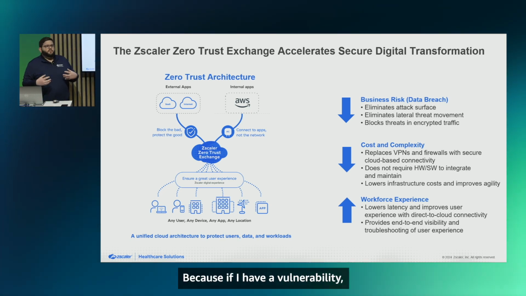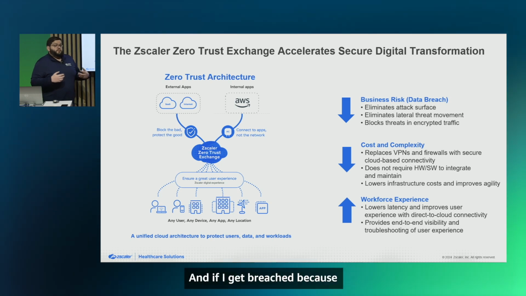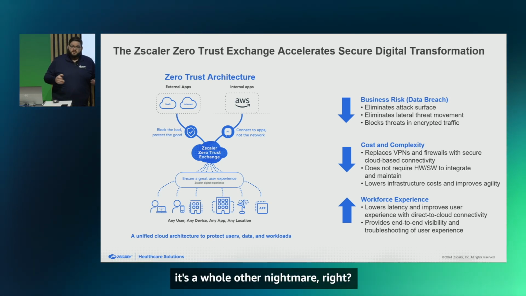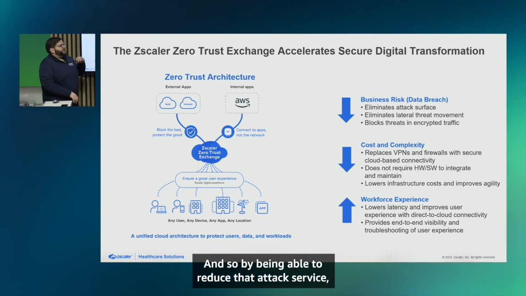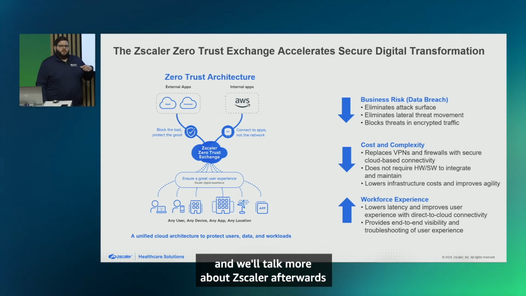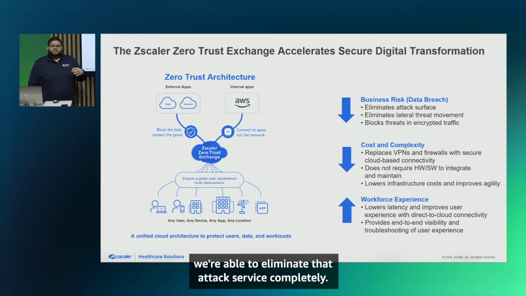Because if I have a vulnerability, now I have to spend cycles on doing that day zero. And if I get breached because that public attack surface is there, it's a whole other nightmare, right? I now have access to the network. And so by being able to reduce that attack surface, and we'll talk more about Zscaler afterwards in the next couple of slides, we're able to eliminate that attack surface completely.